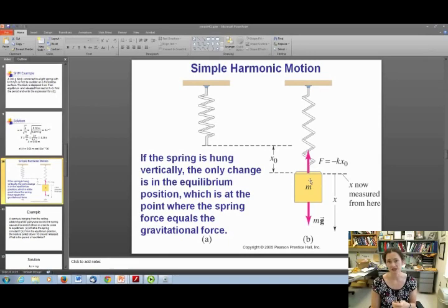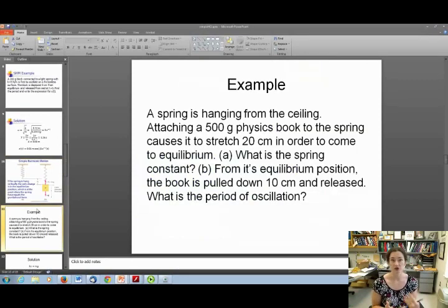So at that point, you can see here in my little free body diagram, I've got my pink arrow up indicating the spring force, but it's the same length as the pink arrow that points down, which is gravity. So mg is equal to kx at that point. Let me do an example problem for you with a vertical spring.